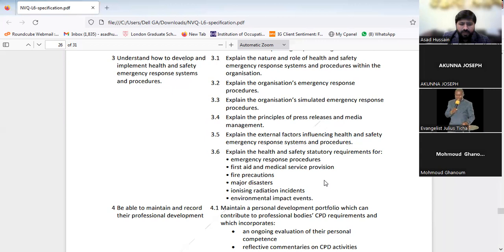So you have to explain what simulated emergency response procedure you have as an organization, and what other simulated emergency response procedure can be used. So you have to explain here about the simulated procedure you have in your organization with respect to emergency response procedure.